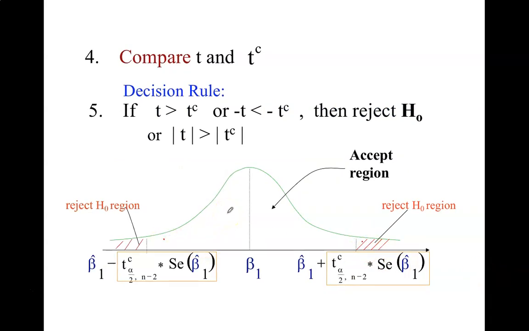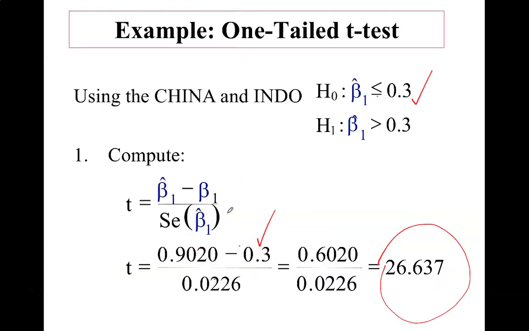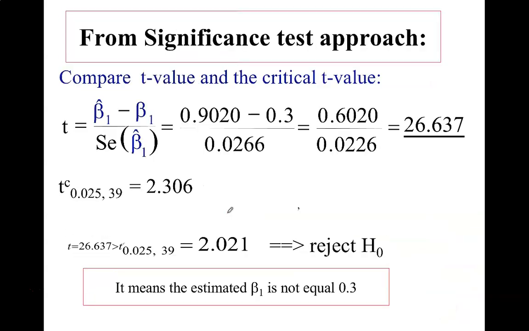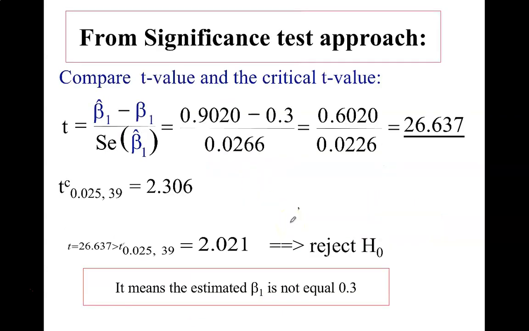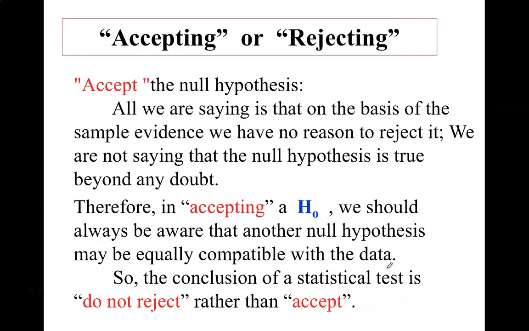So 0.9020 is actually between this figure, right? All right. So basically that's what happened. And same thing from what we have calculated, the estimated beta is not equal to 0.3, certainly, because it's much larger than that. So to prove that, again, we get this value, compare it with the critical value, and then reject the null hypothesis that beta is equal to 0.3.